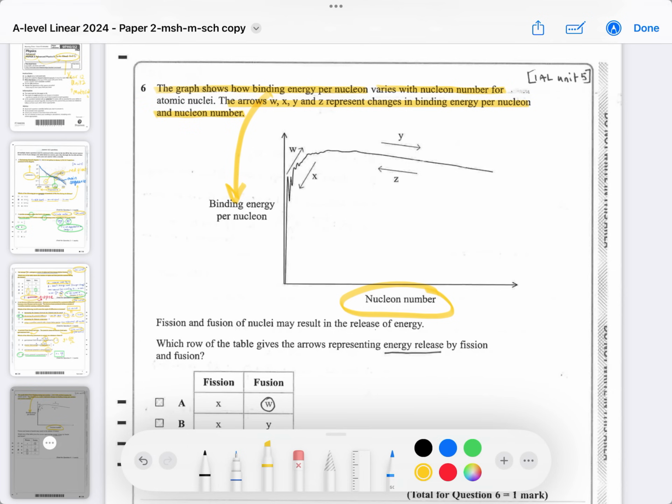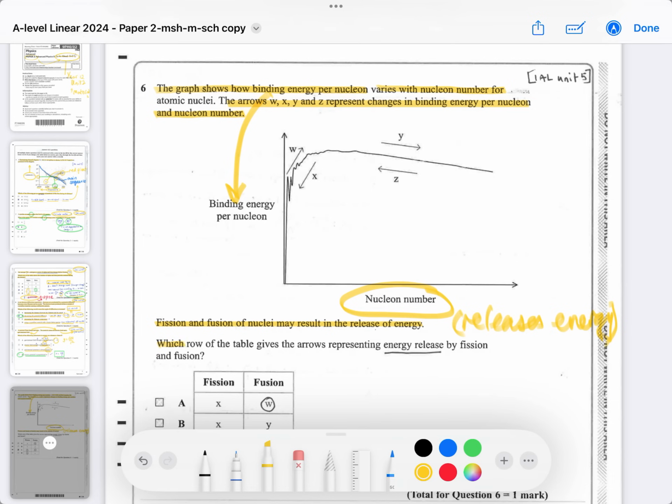number. Okay, so W is going up towards the peak, X is going away from the peak, Y is going down the slope at the higher nucleon number, and Z is going the opposite direction. Fission and fusion of nuclei may result in the release of energy. Basically, anything that goes up the slope releases energy, because you're making something more stable. If you make matter more stable, it releases energy.